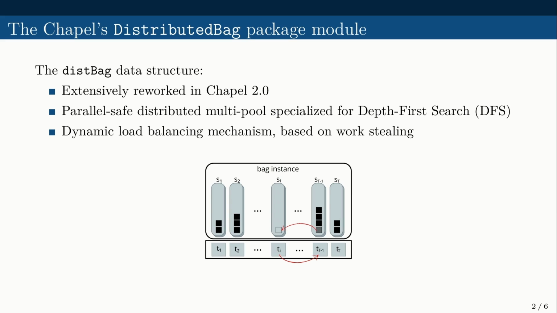So the DistributedBag data structure provided by the DistributedBag package module of Chapel aims at facilitating the user experience by managing transparently both challenges. It provides a parallel-safe distributed multipool specialized for depth-first search, because it is well known for its memory efficiency, along with a dynamic load balancing mechanism based on work stealing. In a few words, the data structure owns multiple pools, one per task, and when one pool gets empty during parallel execution, work stealing takes place. If you want more details about the design and implementation, I recommend you check the reference at the end of the talk.